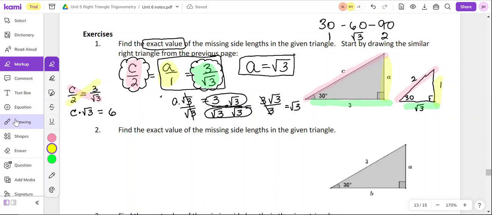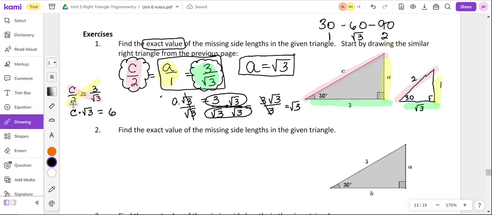Okay, so we're cross multiplying. C radical 3 equals 6. And we want C, so we need to divide by radical 3. Clear? All right, so now we know that C equals 6 over radical 3, but can you have a radical in the denominator? No. So you need to rationalize, and what do you multiply by? Radical 3. So that's 6 radical 3 over 3, and the 6 divided by the 3 becomes 2 radical 3. All right, so from here we get that C equals 2 radical 3.